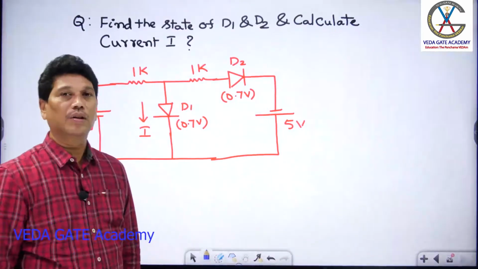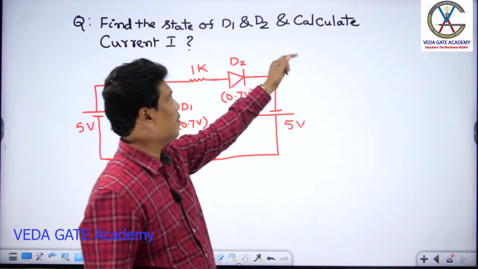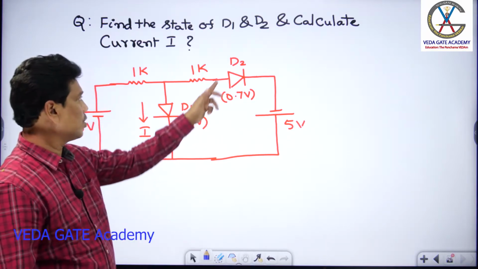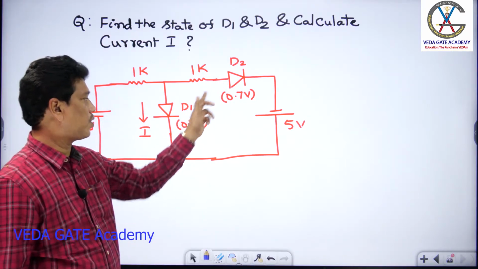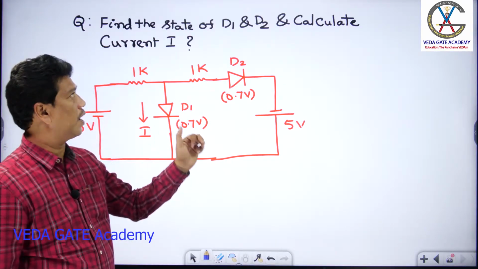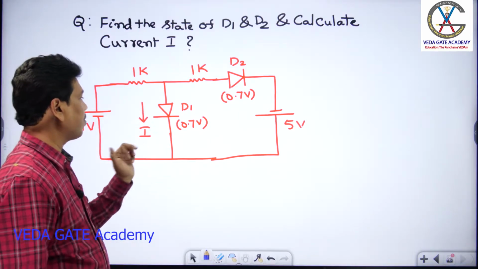Okay. So check out the next question. Find the state of diodes D1 and D2 and calculate the current I in the circuit. So these are the two diodes given. Each diode has the same cut-in voltage of 0.7 volt. And they are asking which diode is on and which diode is off. And asking what is the current in the diode D1.